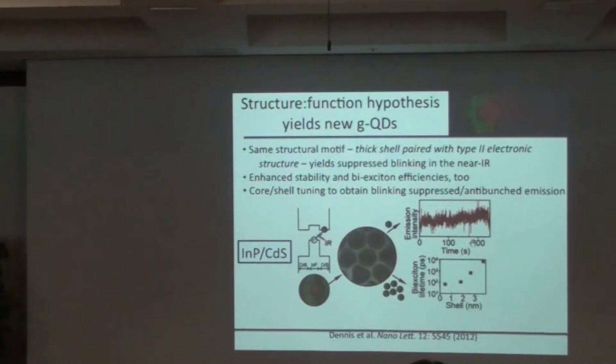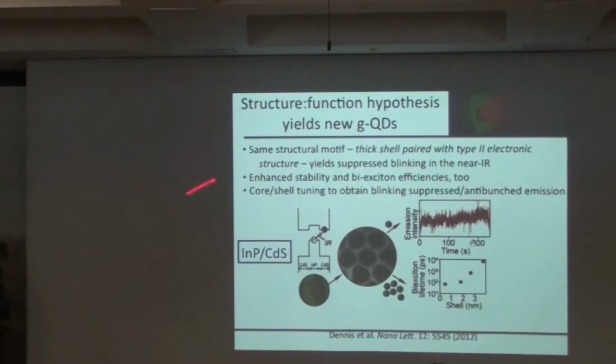But if you really want to push into the near infrared, you need to look at different compositions. And so we started investigating some indium phosphide nanocrystals and found that if we follow the hypothesis that a thick shell paired with a type 2 electronic structure should help us to suppress blinking, both through Auger-mediated processes and through the type B blinking processes, then we might actually be able to develop a larger family of giant quantum dots with that type of non-blinking functionality.